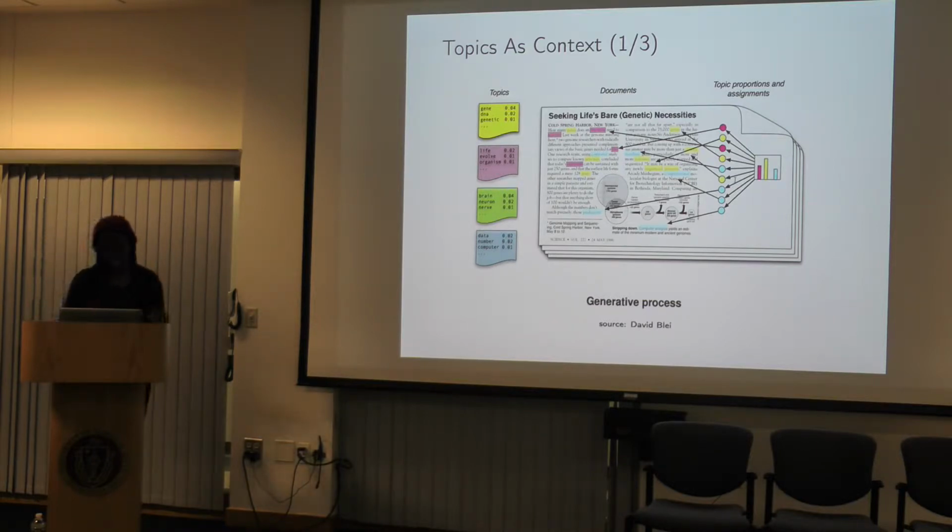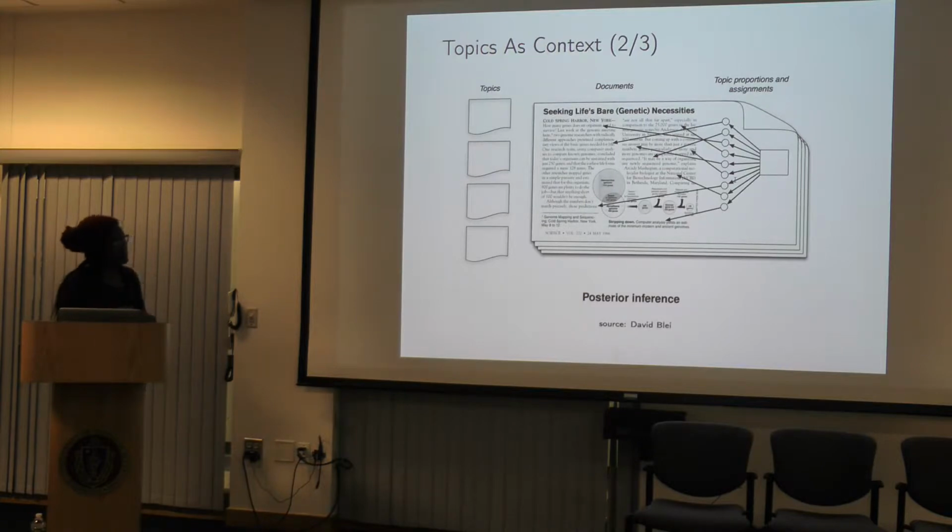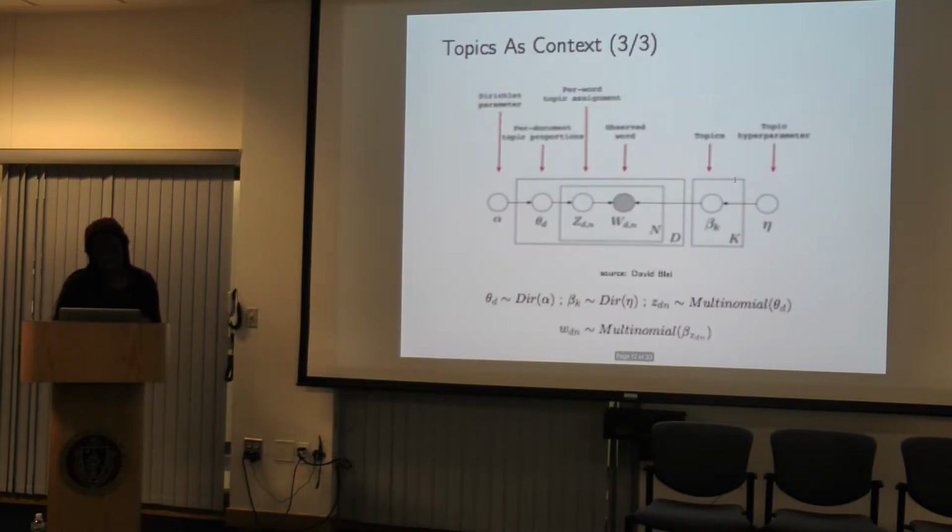But the truth is that we don't observe any of that. We don't observe the topics. We don't observe the topic proportions for each document. We don't observe the topic assignments for each word. All we observe is that we have all these documents lined up, and we want to somehow discover these in an unsupervised way. And that's what the topic model gives you.